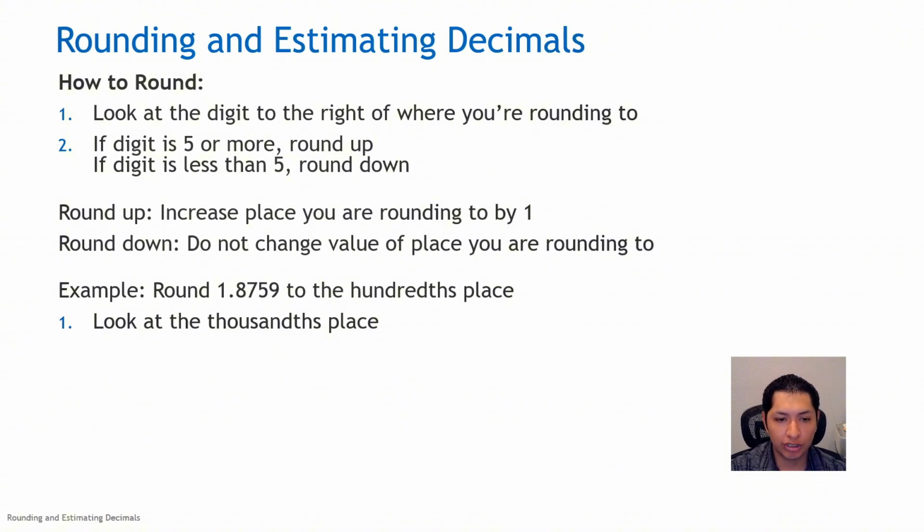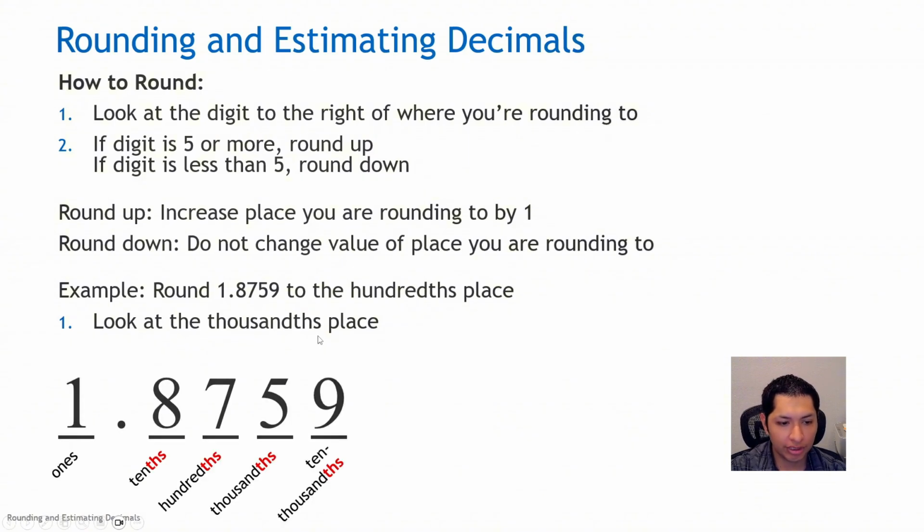And according to step 1, you look at the place value immediately to the right of where you're rounding to, and that is the thousandths place. So let's look at this number here, and we see that the 7 is the hundredths place, and that is what we are rounding to. So we look at the thousandths place, which is the digit 5.